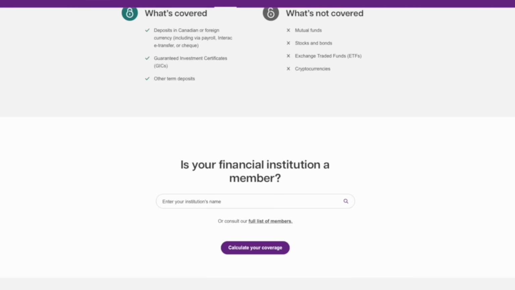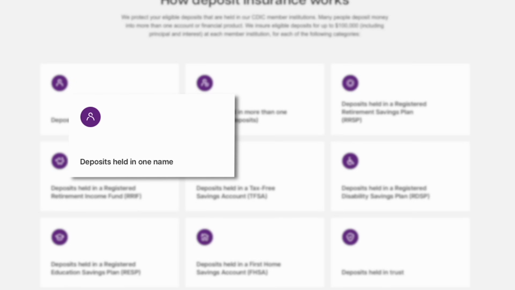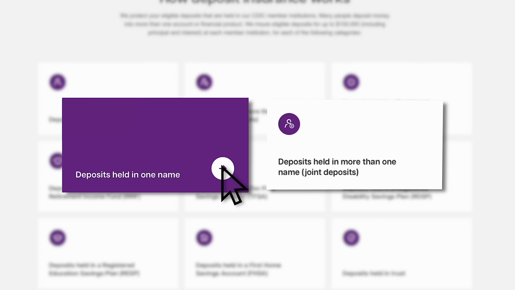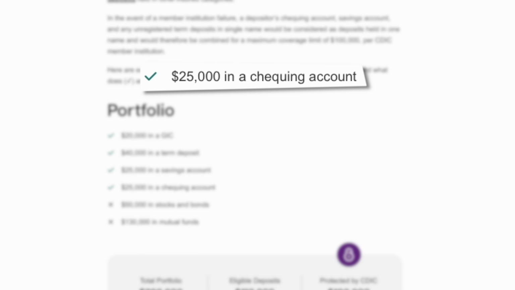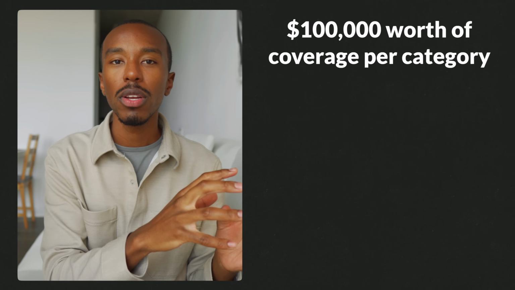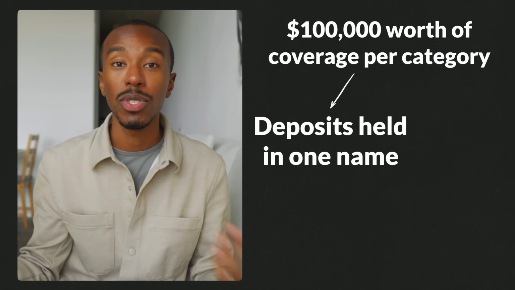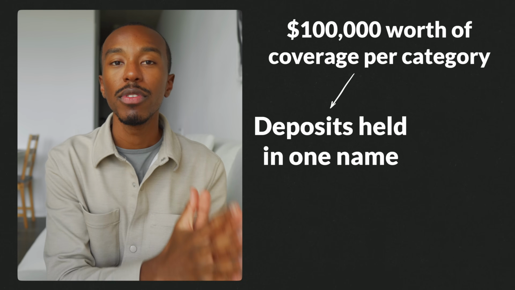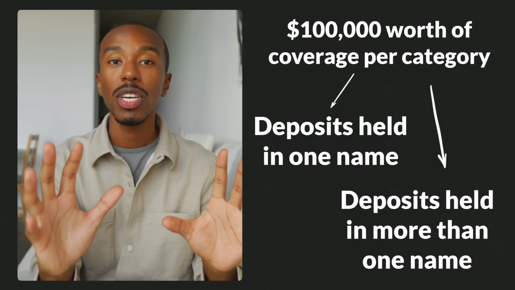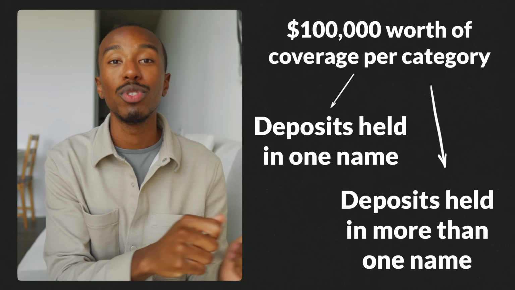Now let's talk about CDIC savings account coverage. It's actually the exact same as checking accounts because savings accounts also fall under deposits held in one name and deposits held in more than one name, so joint accounts. These two categories cover money that you have in a checking account, savings account, GICs, and other term deposits. So any money that you hold in a savings account is covered by CDIC up to $100,000, and that $100,000 is spread across other deposits held in one name too. You also have an additional $100,000 worth of coverage from CDIC for money held in a joint savings account too. And again, that $100,000 is spread across other deposits held by the same set of joint owners too.